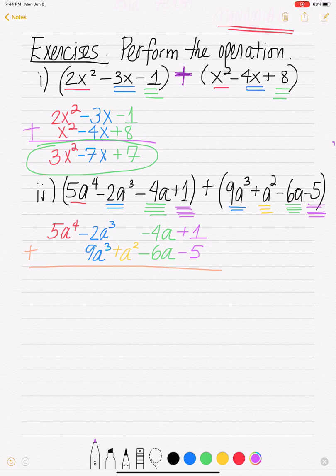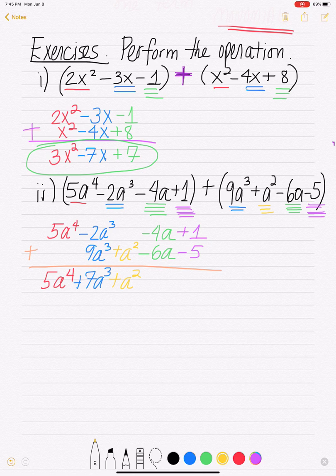So notice we have 5a to the 4th, and underneath that we don't have anything. So we're just going to bring that 5a to the 4th down. As far as the blue terms, we want to combine them. So what's minus 2a cubed added to 9a cubed? So minus 2a cubed plus 9a cubed. That would be 7, right? 7a cubed. Okay, so notice that in the third column, you just have an a squared, right? A positive a squared, we're just going to bring that positive a squared down. There's nothing above to combine it with.